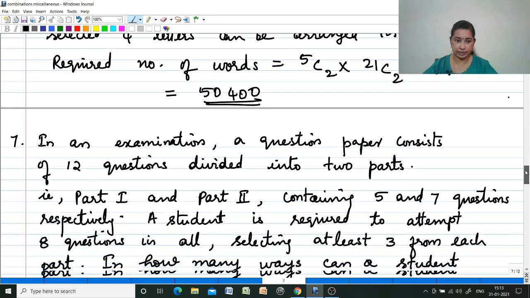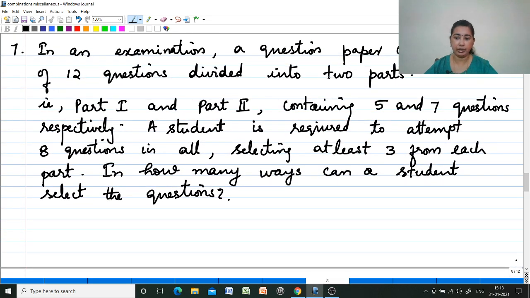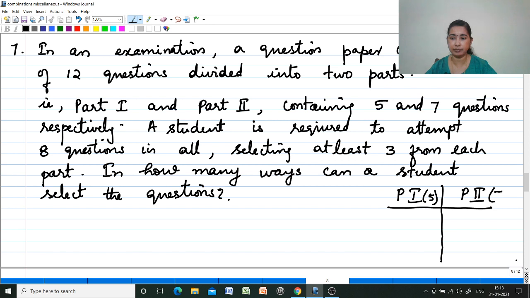Now next one, in an examination a question paper consists of 12 questions. So in a question paper there are 12 questions divided into 2 parts, part 1 and part 2, containing 5 and 7 questions respectively. So from part A there are 5 questions and in the second there are 7 questions. A student is required to attempt 8 questions in all, selecting at least 3 from each part.